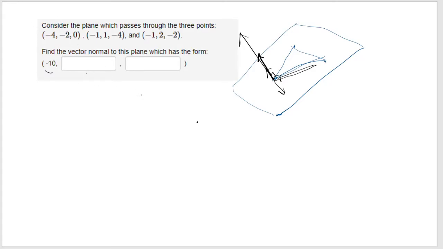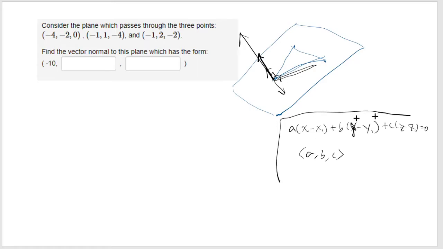Of course, if the question was just finding the equation of the plane, you can use any normal vector. If your normal vector is (a, b, c), then the equation of the plane would be a(x minus x1) plus b(y minus y1) plus c(z minus z1) equals 0. That's the equation of the plane where (a, b, c) is a normal vector. Well, that's for the next section.